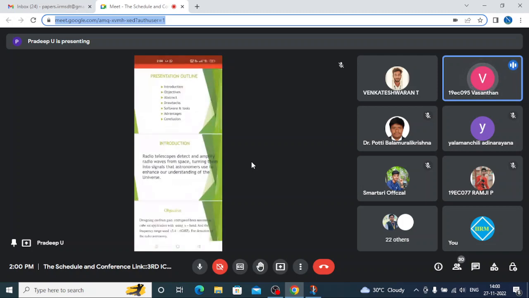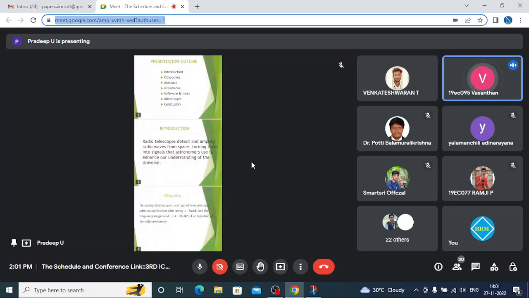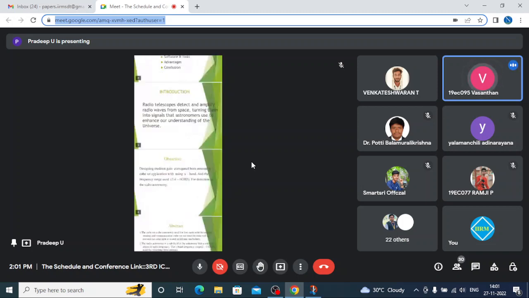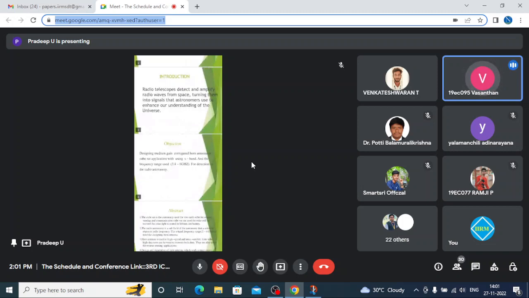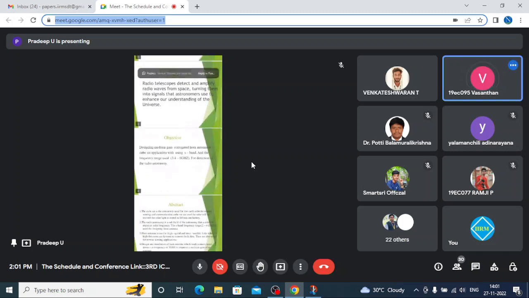Radio telescopes detect and amplify the radio waves from space, turning them into signals that astronomers use to enhance our understanding of the universe. That was the main objective of our project: to design a medium-gain antenna for CubeSat application using the S-band, with a frequency range of 3 to 6 GHz for the detection of radio astronomy.